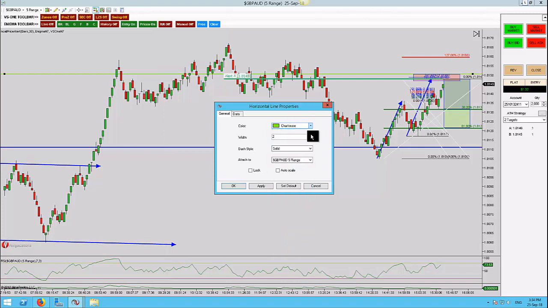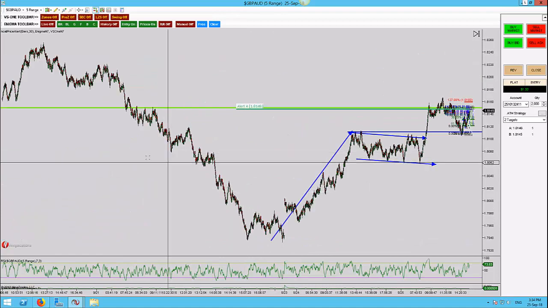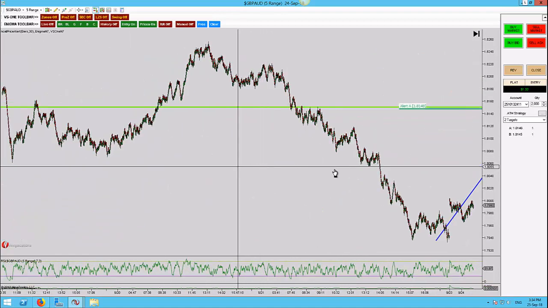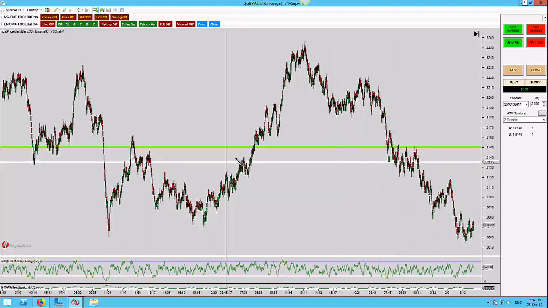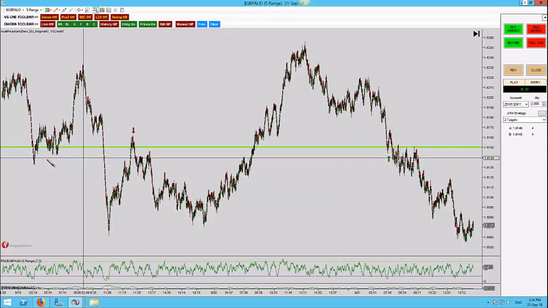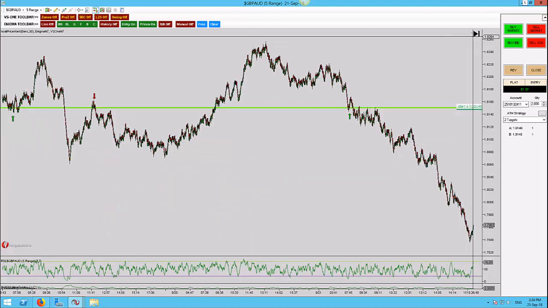We'll just fatten this up a little bit. It's hard to see here on the 5 range, but if we look further left, it is an area that has been respected in the past. It's a bit difficult to tell here with it being on the 5 range, but these are areas that have been respected, and we have seen a reaction.